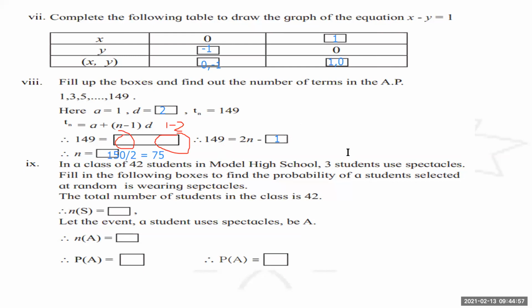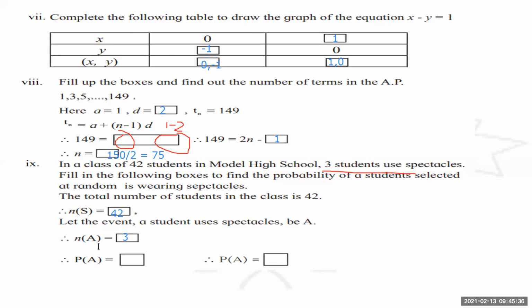A class of 42 students in the model high school. 3 students use spectacles. Fill in the following boxes to find the probability of a student selected at random wearing spectacles. The total number of students in the class is 42. So that total represents n of S. So n of S would be 42. Now, a student uses spectacles. It is already given that 3 students use spectacles. So n of A would be 3.